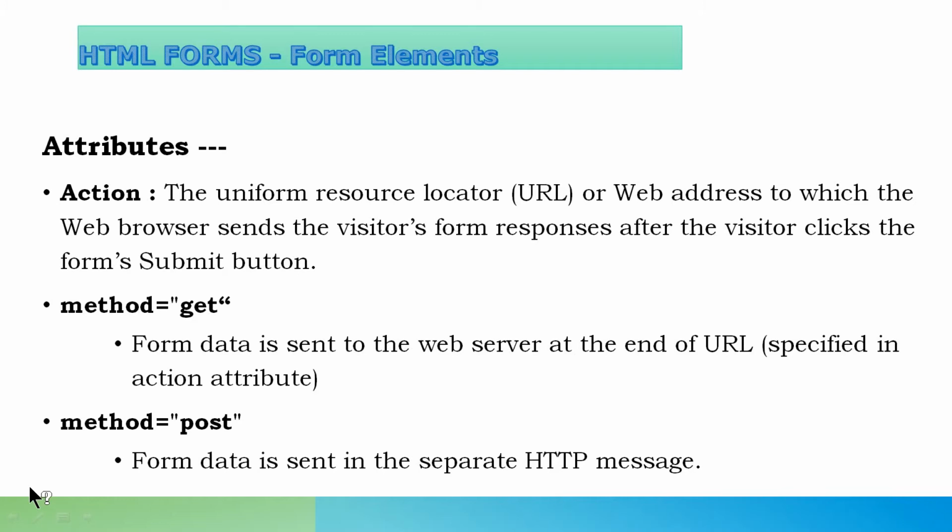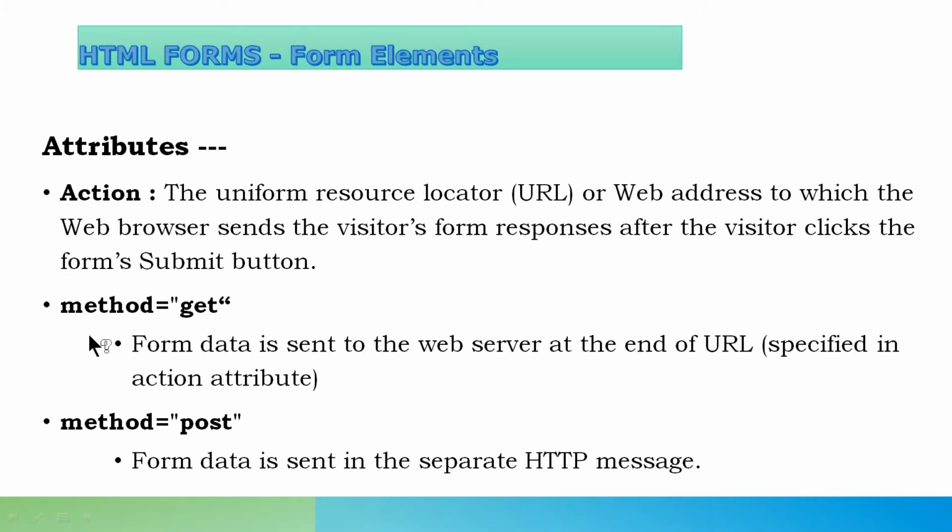Here come the form tag attributes, action and method. The action attribute defines where to send the form data when a form is submitted in an HTML document. It is the URL or web address to which the browser sends the visitor's form responses after the visitor clicks the form's submit button. This means that it provides the URL of the program which is available on the web server that receives information from the form and processes it.